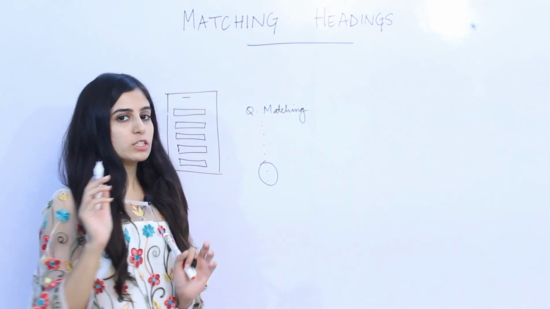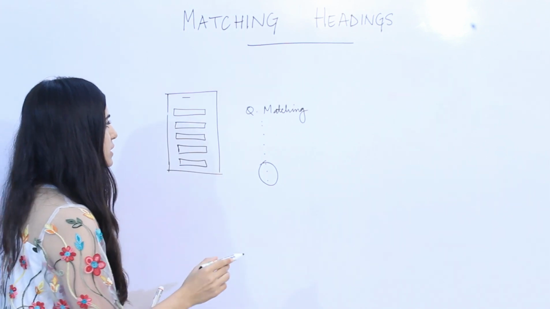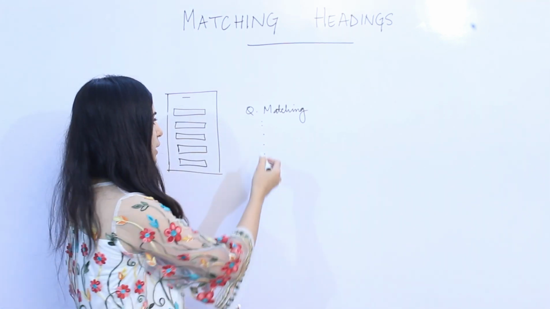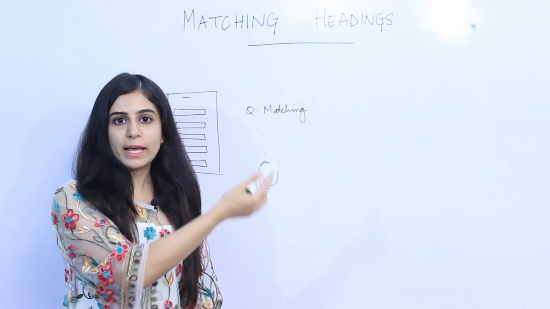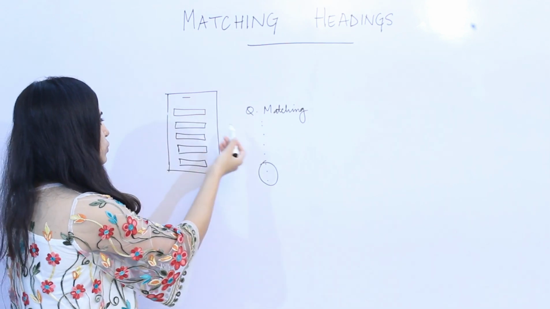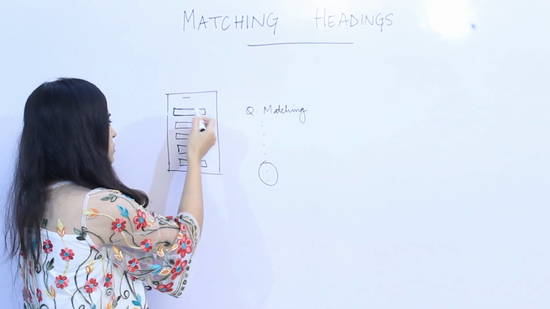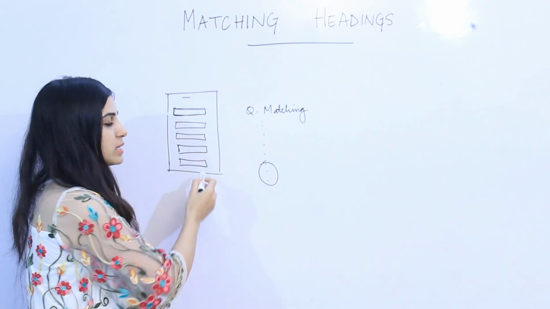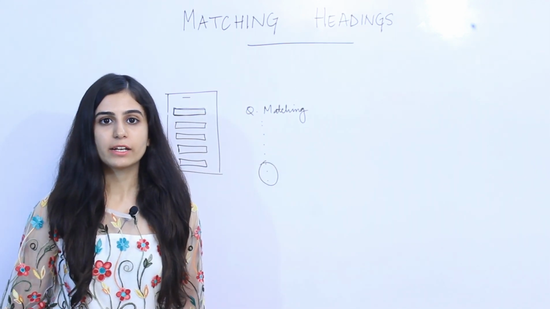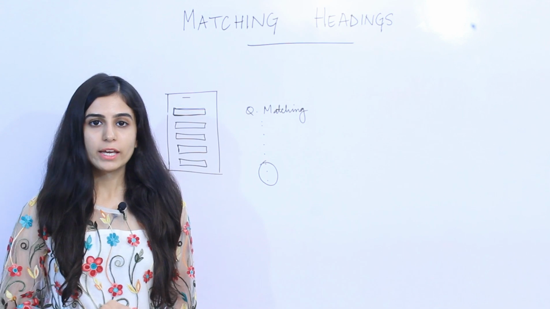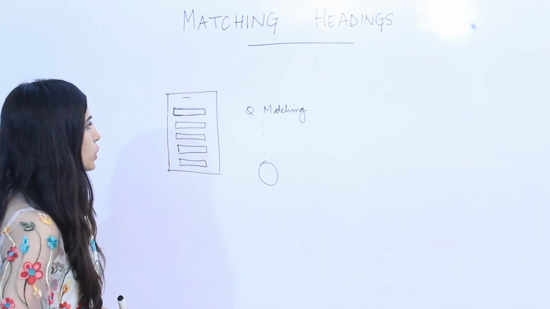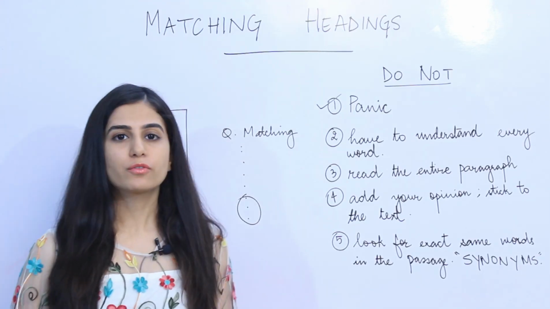So first things first, you have to understand how the question would look. There will be some 7, 8 or 10 sentences, and you have to give each of your paragraphs one of these sentences as a heading or as the title of that paragraph. Okay, so this is how your question would look like. Matching headings kind of questions.